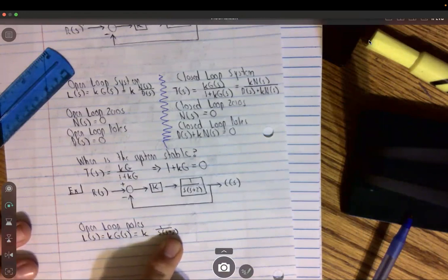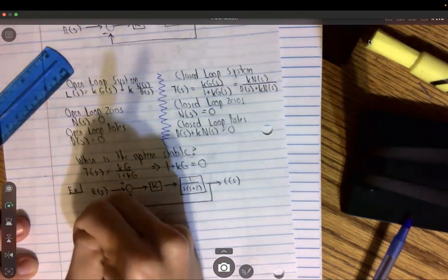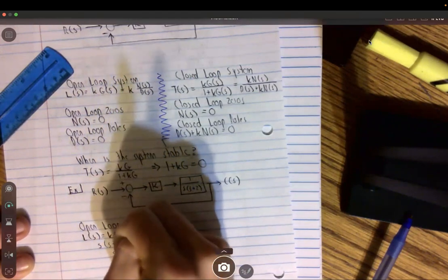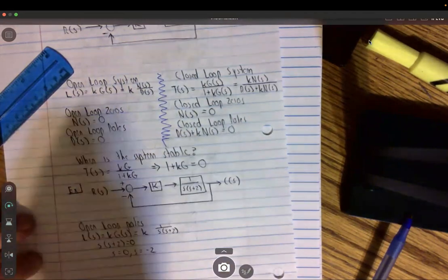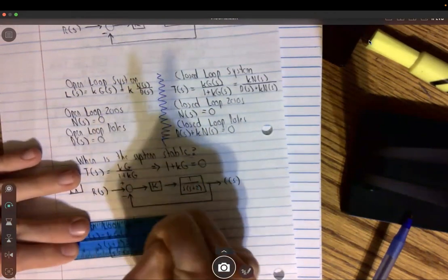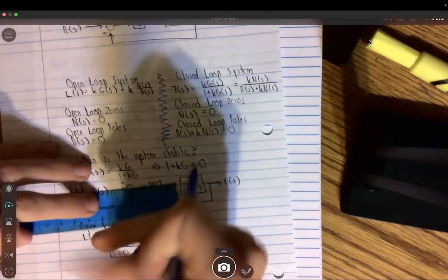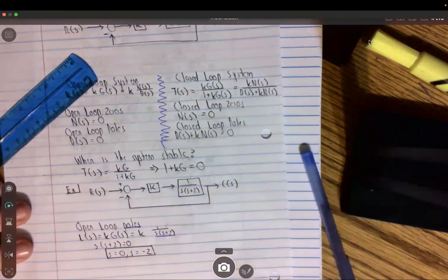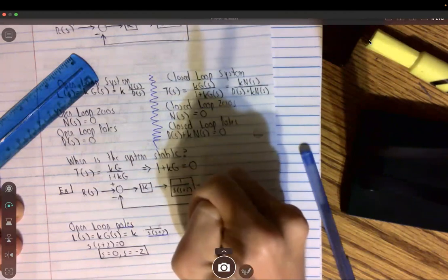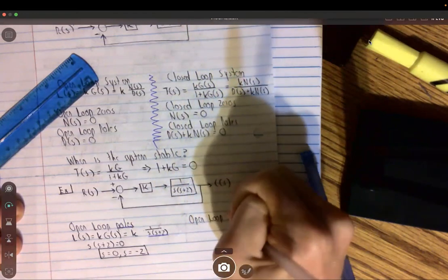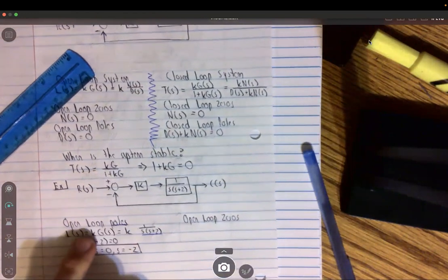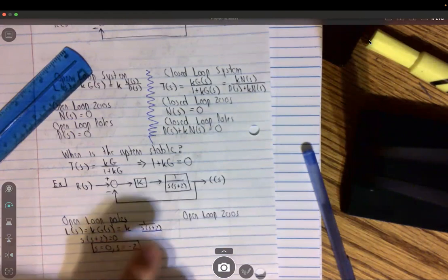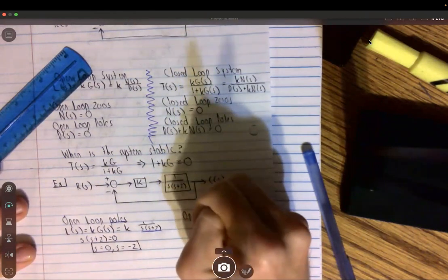So our open loop poles, if we solve for that, would be s times s plus 2 equal to 0. You're going to get s equal to 0 and s equal to -2 when you solve for s, because the poles refer to what's in the denominator of g of s. That's why we were interested in setting s times s plus 2 equal to 0. Now, when it asks for your open loop zeros, notice that within our open loop system, L of s, there are no s terms in the numerator. So we're going to have no zeros.